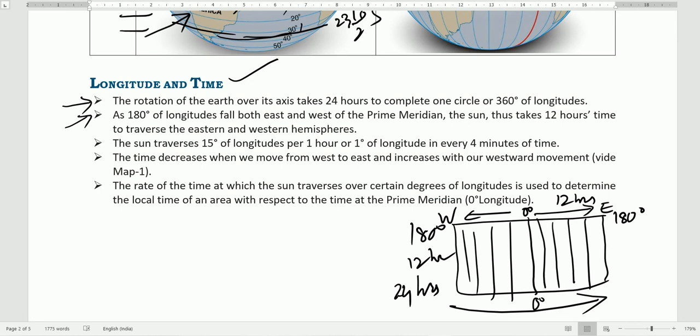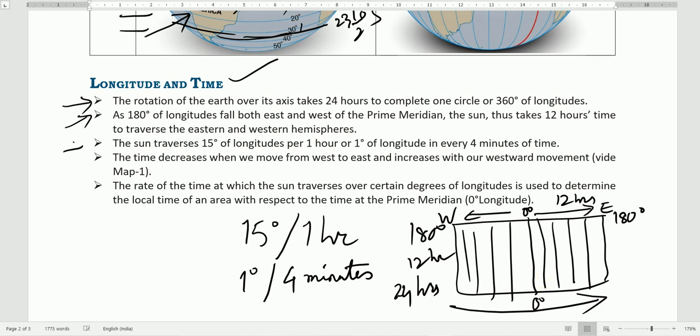The sun traverses 15 degrees of longitude per 1 hour, or 1 degree of longitude for every 4 minutes of time. So the sun traverses 15 degrees of longitude per 1 hour, or 1 degree of longitude per 4 minutes. This will be used for calculating the local time. Just see, you should not forget this point.